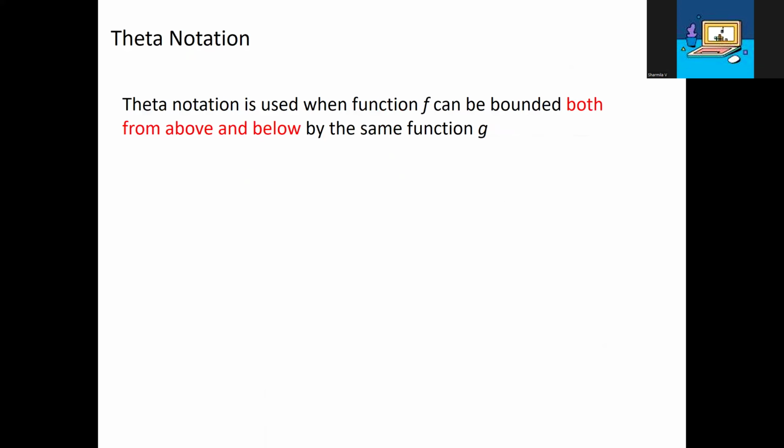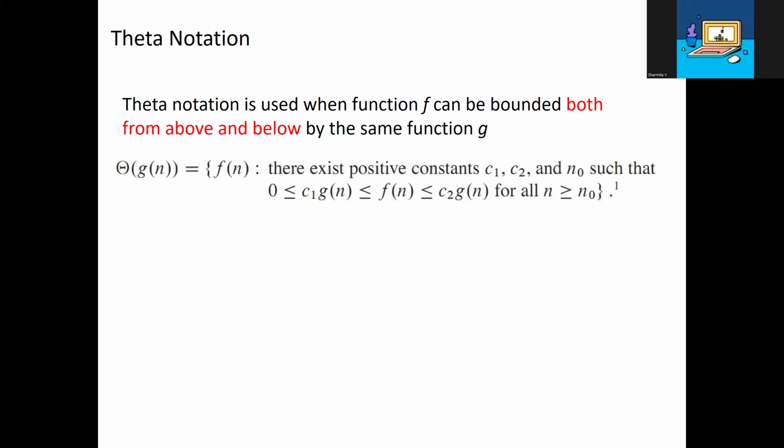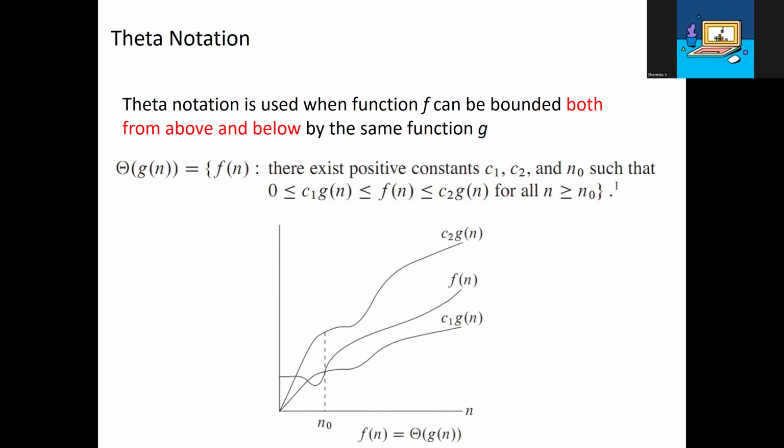Theta notation bounds the function from both above and below by the same function g. So the condition is 0 less than or equal to c1·g(n) less than or equal to f(n) less than or equal to c2·g(n) for all n greater than or equal to n0. This is a diagram for c2·g(n), f(n), and c1·g(n). That is theta notation.